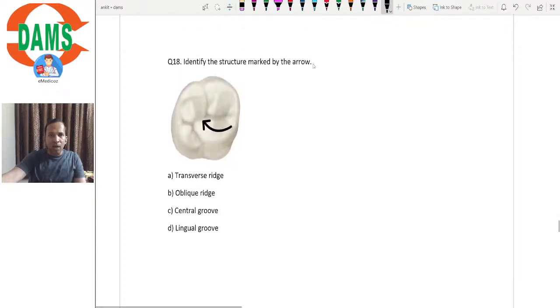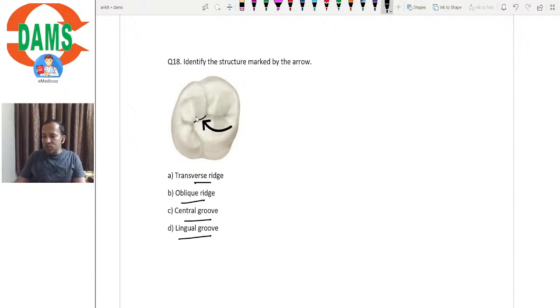Identify the structure marked by the arrow. So the arrow has marked some structure. What is it? Let's see. Transverse ridge, oblique ridge, central groove, lingual groove. At first glance it looks like the arrow is talking about this groove, isn't it? But then do you think the name of this groove is either central groove or lingual groove?